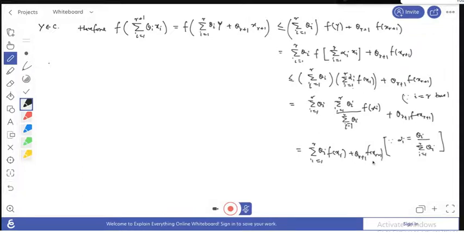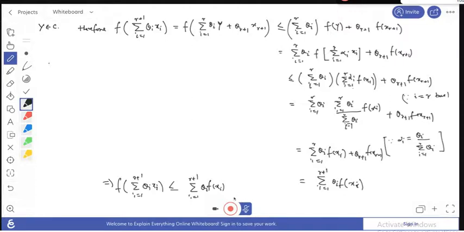Okay, so now this equals to, you can write summation I equals to 1 to r plus 1 theta I f of x I. Okay, so here you can write, this implies f of summation I equals to 1 to r plus 1 theta I xi is less than or equal to this term. This term is summation I is 1 to r plus 1 theta I f of xi.